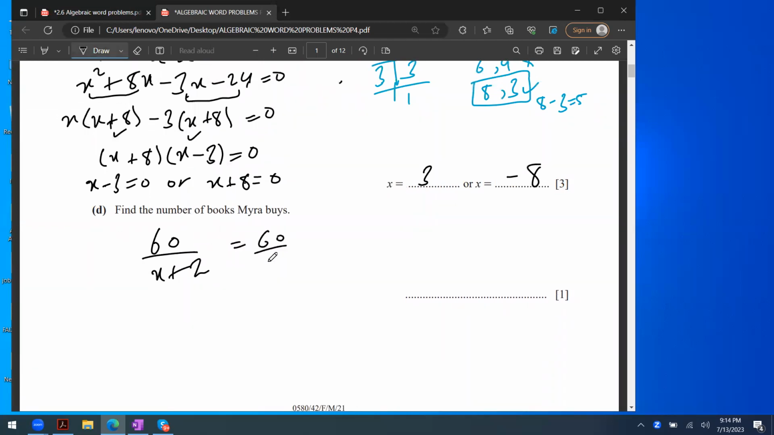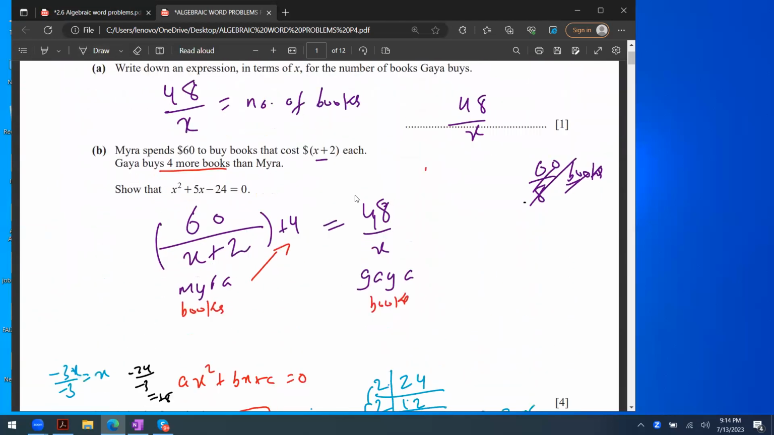So 60 over 3 plus 2, 60 over 5, 12. Could you explain the first part again? Explain again, Sophie. Yes, sir. This one we established earlier, right? We found earlier the books that Myra buys. It's 60, the total cost, divided by the cost of one book, right? 60 is the total cost divided by the cost of one book. 60 over x plus 2. This is the number of books that Myra buys.